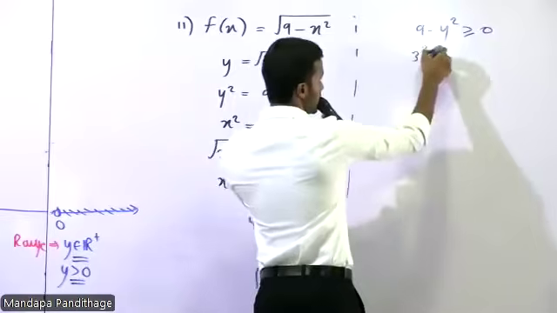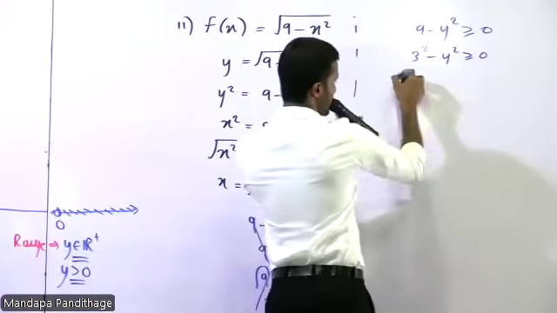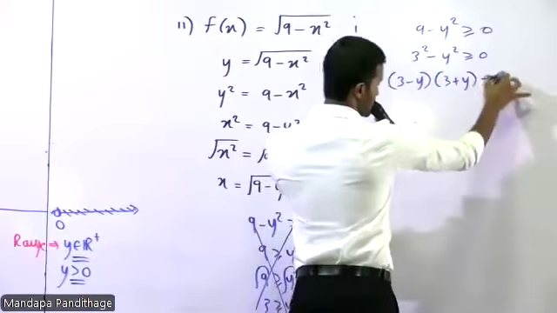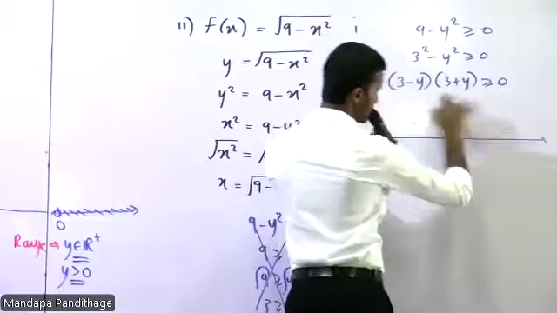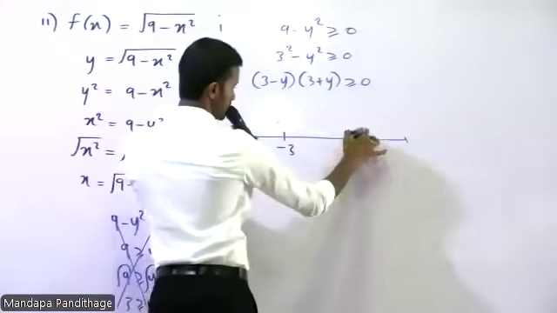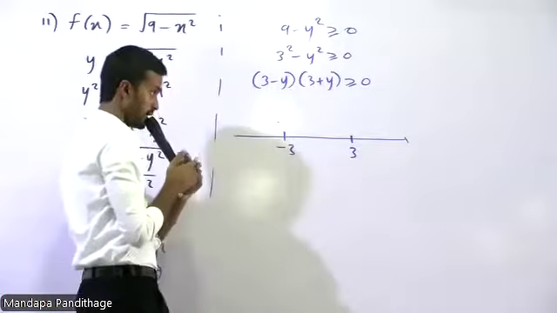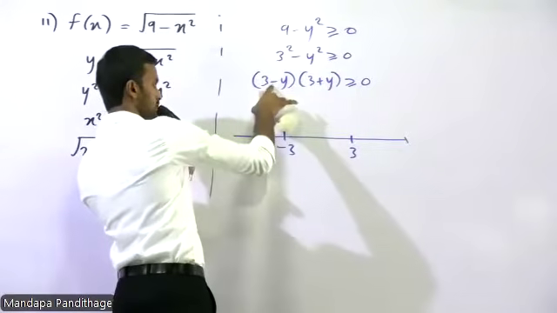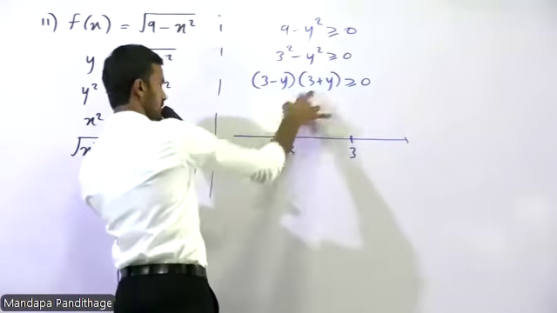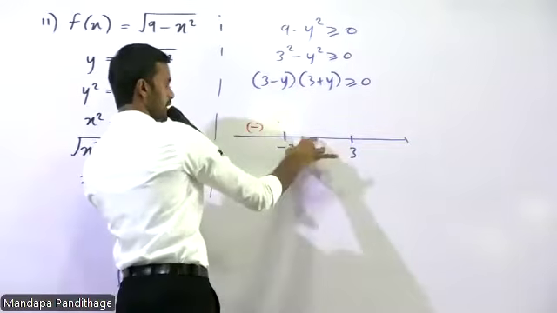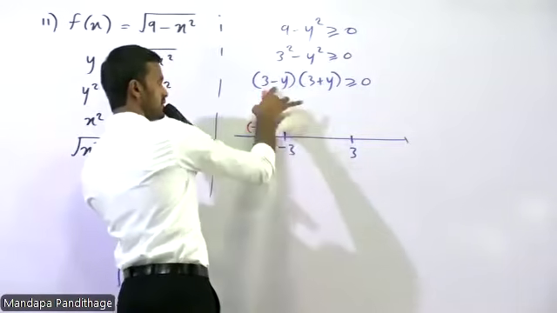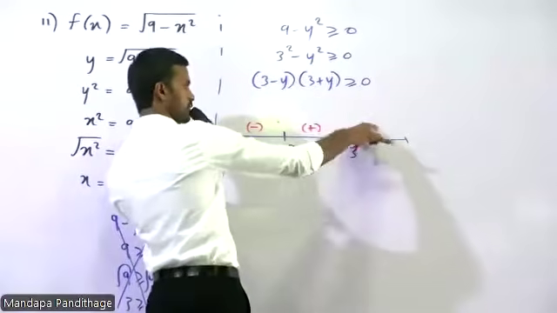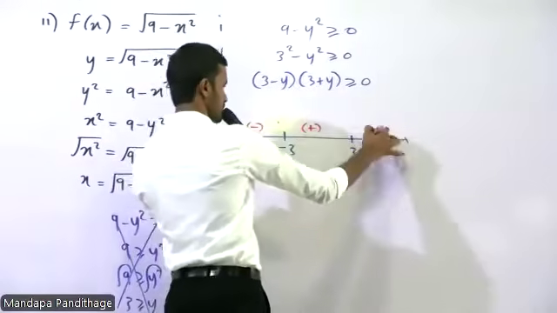So this is 3 squared minus y squared. First factorize: (3 minus y)(3 plus y) is greater than or equal to 0. On the number line, this becomes 0 at minus 3 and this becomes 0 at 3. If you think of a number in this range like minus 4, 3 minus minus 4 is plus, but 3 plus minus 4 is minus, so it's minus. If you think about something like 1 or 2, both are plus. If you go with 5 or 6, this is minus and this is plus, so it's minus.